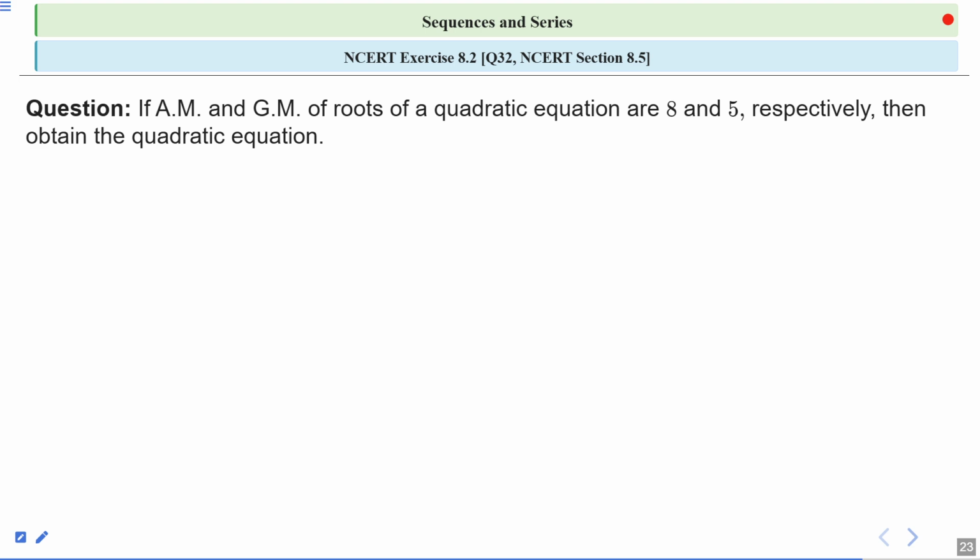So here in the next problem we have: if the AM and GM of the roots of a quadratic equation are 8 and 5 respectively, then obtain the quadratic equation. Basically we are given the arithmetic mean and geometric mean of the roots of a quadratic equation, that are 8 and 5 respectively, and we have to find the quadratic equation. So students, first of all, try it yourself and then see the solution. You have 40 seconds to solve this problem, and then after 40 seconds we will provide the solution.